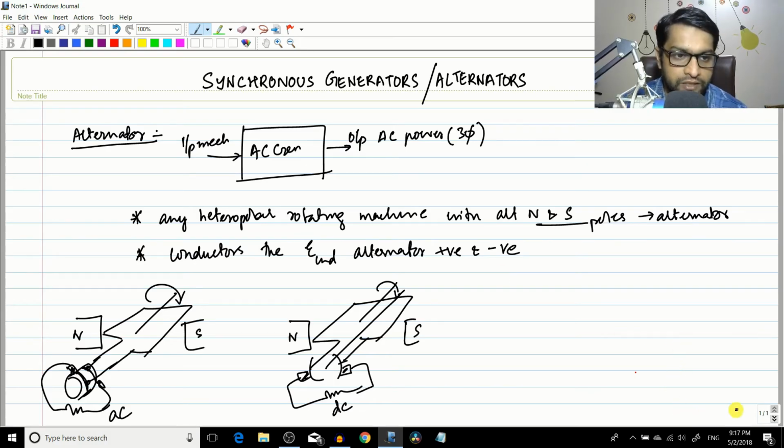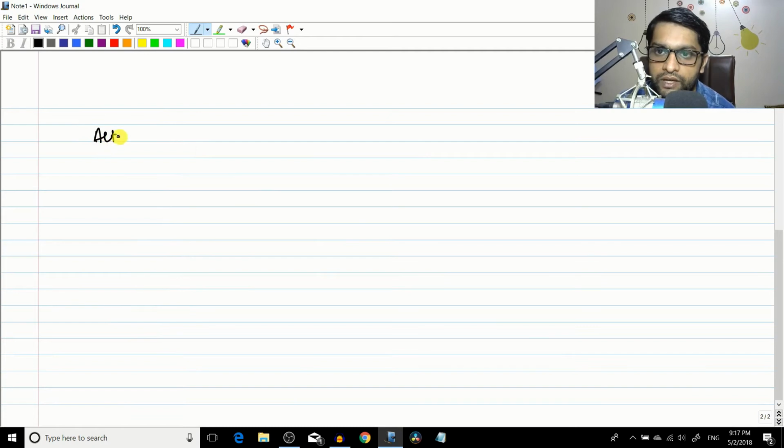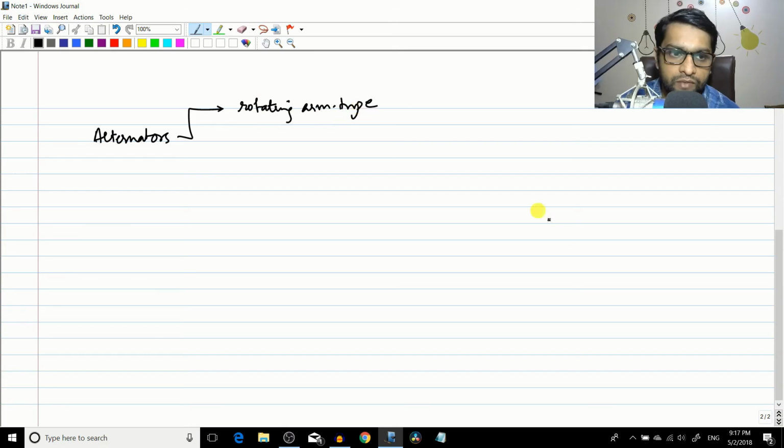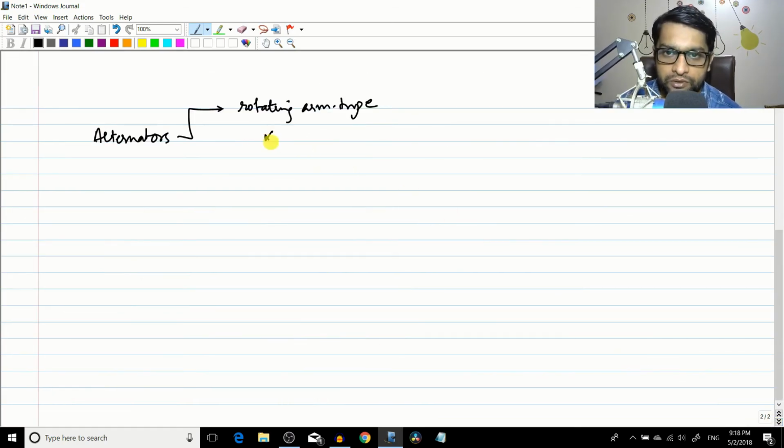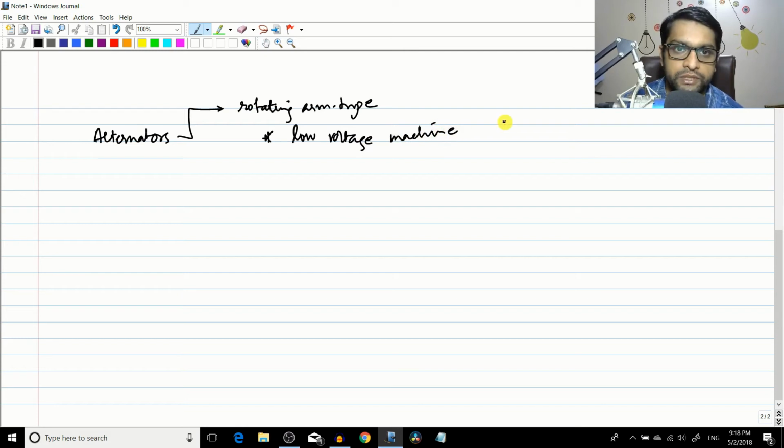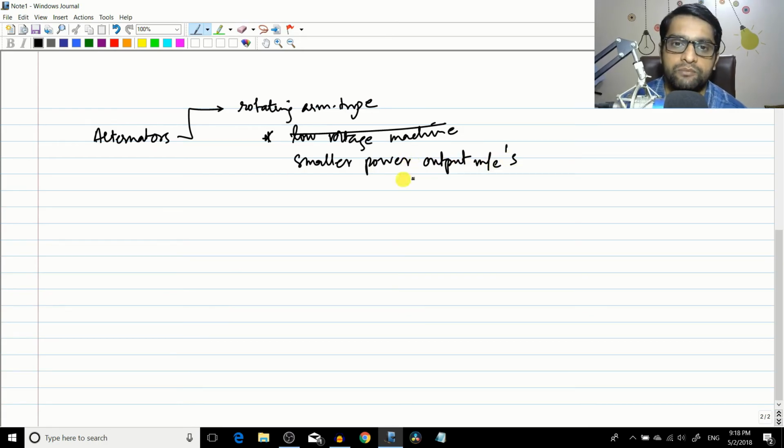Based on this, alternators can be divided into two types. The first one is the rotating armature type. In this particular drawing, this is the armature and this is the field. Here the armature is rotating, and you take out the voltage using the slip rings. That is the rotating armature type. This is usually used for low voltage machines, or better, smaller power output machines. So we use the rotating armature type for smaller power output machines.